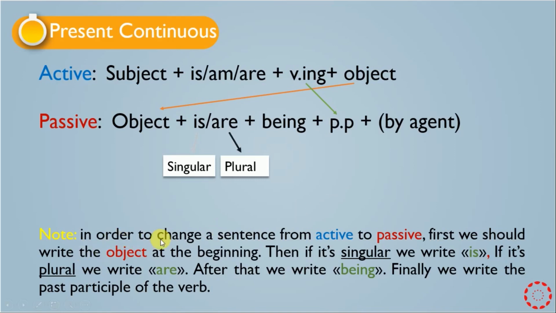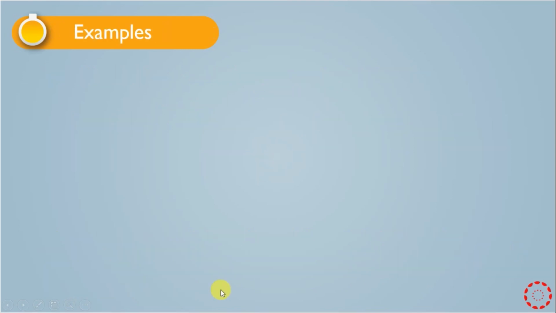As we see here, in order to change a sentence from active to passive, first we should write the object at the beginning, as I told you above. Then, if it's singular, we write verb to be, is, and if it's plural, we write are. After that, we write being, and after being, finally, we write the past participle of the verb. So, let me show you some examples.